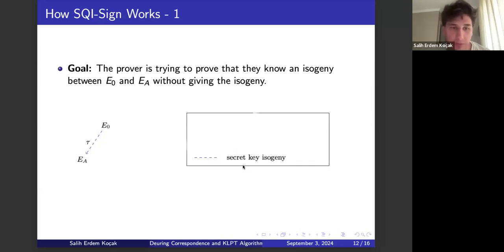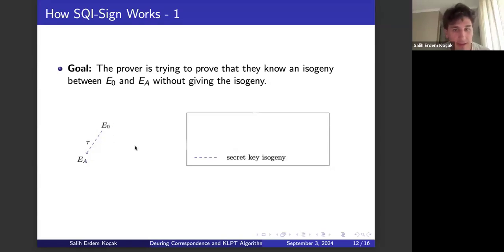In SQIsign, there's a prover and a verifier. The prover is trying to prove that they know a secret isogeny between two public elliptic curves. Here, E0 is a public elliptic curve that's known by everybody, and EA is the public key of the person, let's call him A. It's an elliptic curve. The prover says that they know an isogeny between E0 and EA, but they don't want to reveal this isogeny. They want to prove that they know it, but they don't want to show it to anyone else. And SQIsign gives us a way to do that.